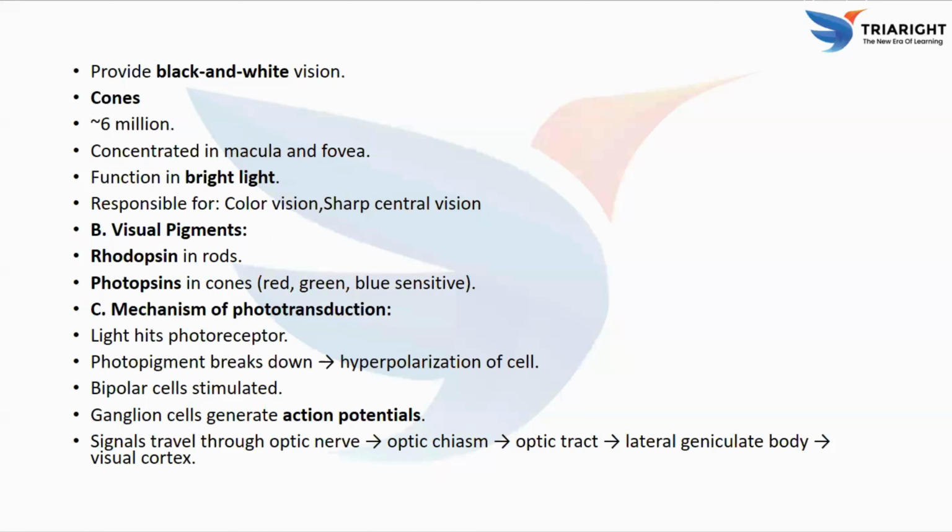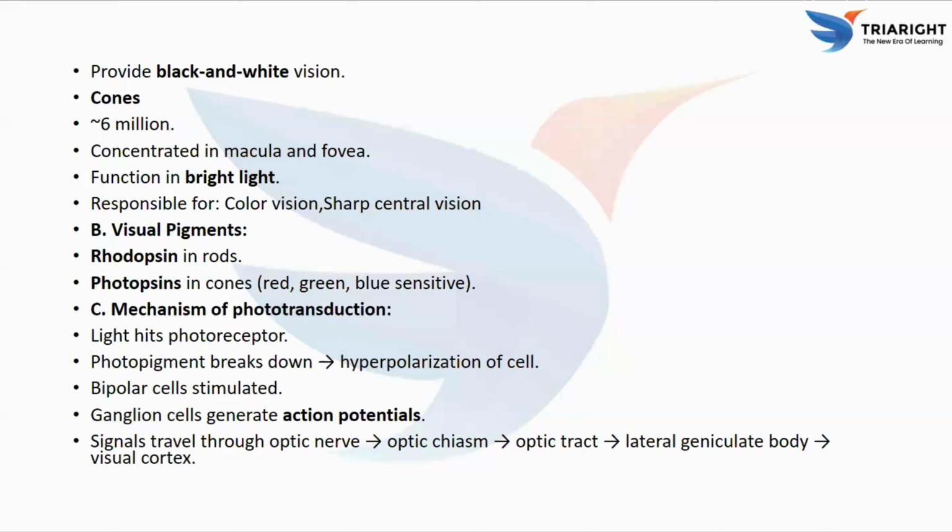What is the function of the cone? Cones always work in bright light, which is photopic vision. They are responsible for color vision and sharp central vision, which is high acuity. Cones are color plus clarity, whereas rods are night plus peripheral vision. So these are the photoreceptors, the rods and cones.